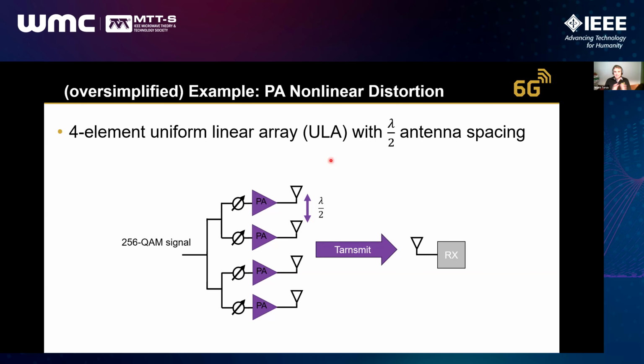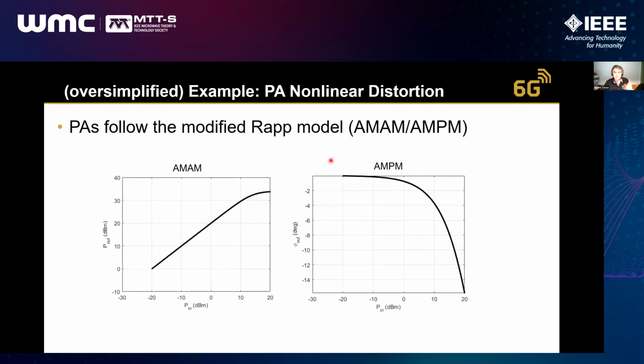So now I purposely made a very simple, oversimplified example: 4 antennas, a uniform linear array, with lambda over 2 spaced antenna elements, and each PA has a nonlinear model, which I will describe on the next slide. I will put a modulated signal, a 256 QAM signal, at the input, go through the amplifiers and see what I see at the output. Then I will try to understand what the beam of this kind of antenna array looks like.